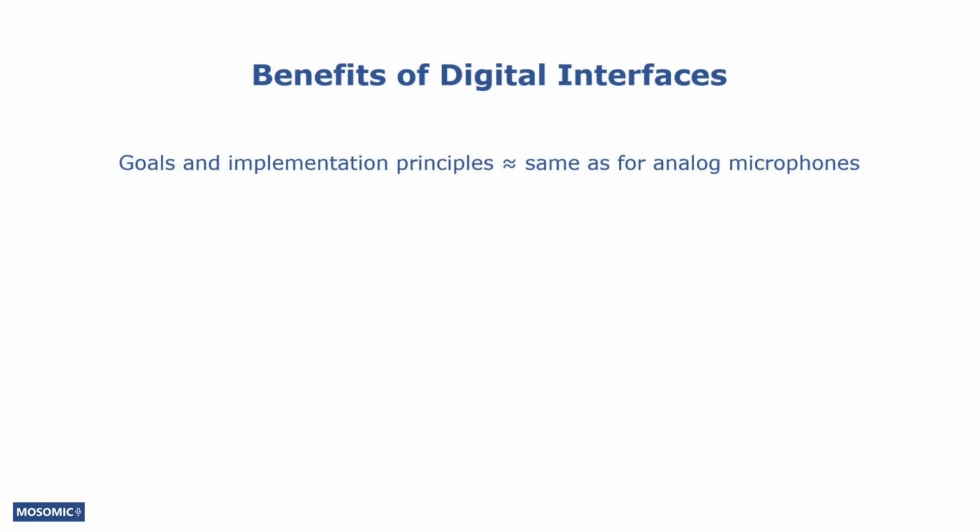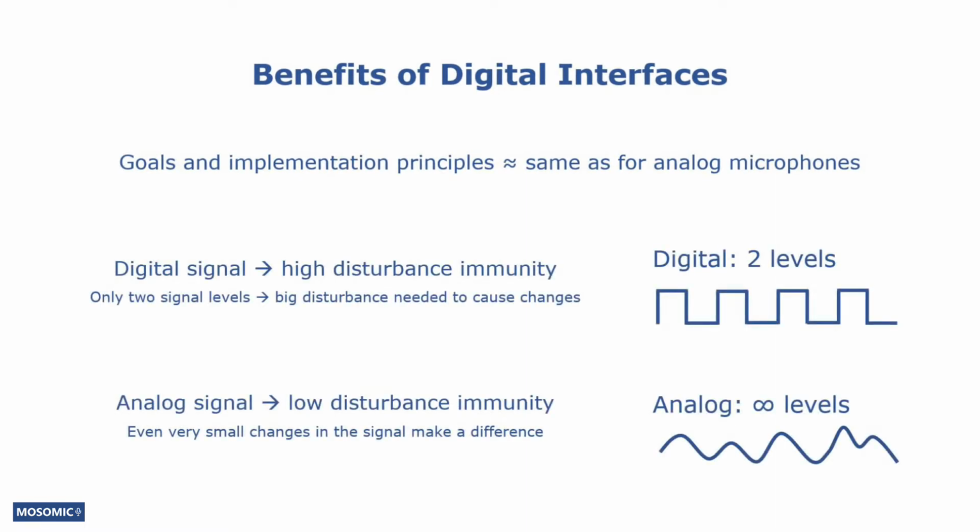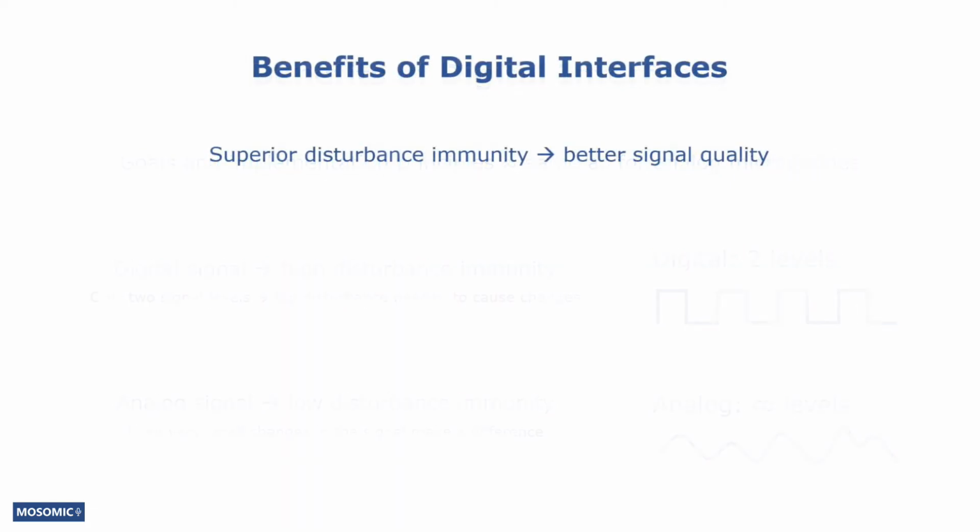The key selling point of digital interfaces is their superior disturbance immunity as compared to analog interfaces. There are only two signal levels in a digital signal, 1 and 0. Relatively big disturbances or problems in digital timing are needed to cause data errors in a digital signal, whereas even a minor disturbance can have a big impact on the quality of an analog signal. The better electrical robustness of digital signals enables many benefits.